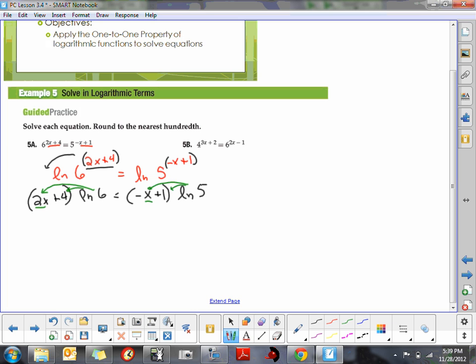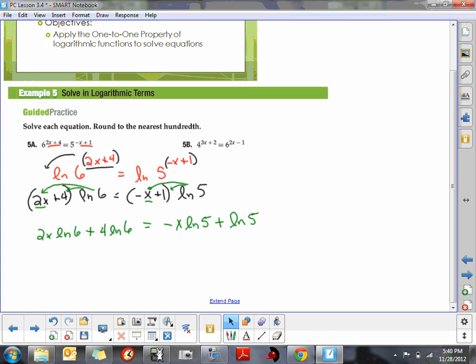You've got 2x times the natural log of 6, and then you've got plus 4 times the natural log of 6 equals, and this is the natural log of 5 times negative x, or negative x times the natural log of 5. And then we've got plus, if we distribute the natural log of 5 to 1, just the natural log of 5.